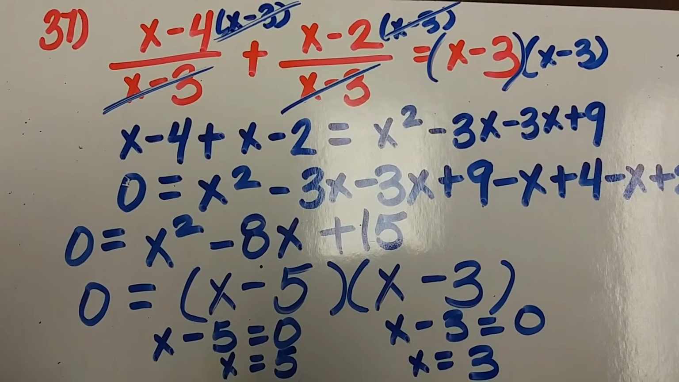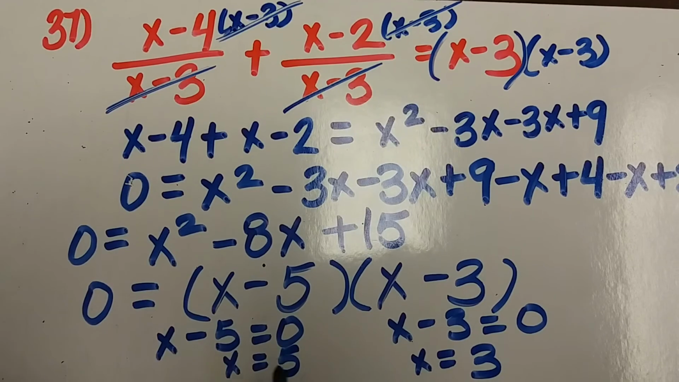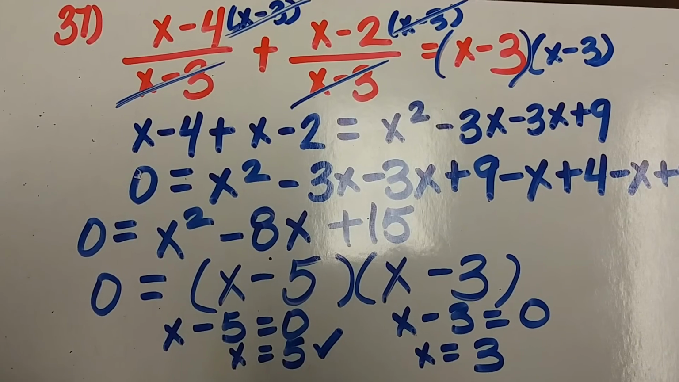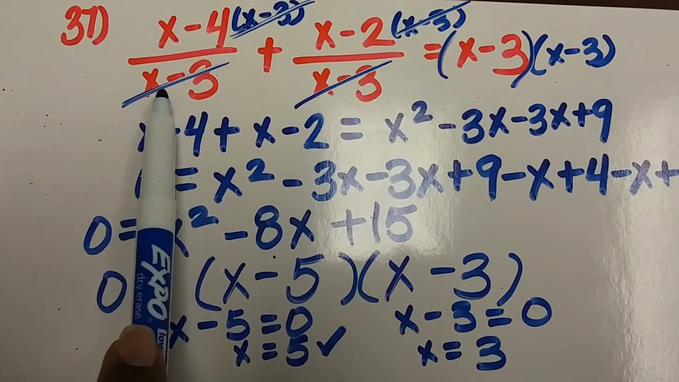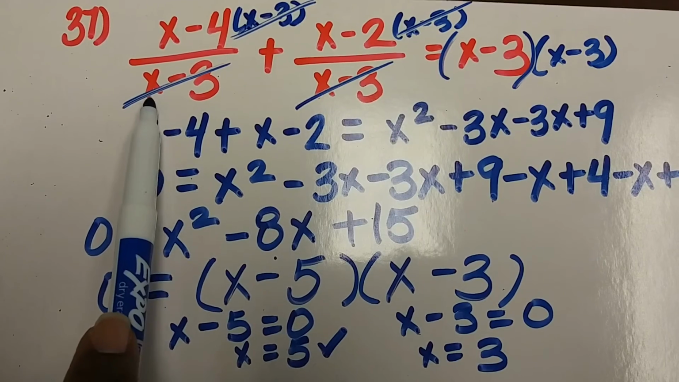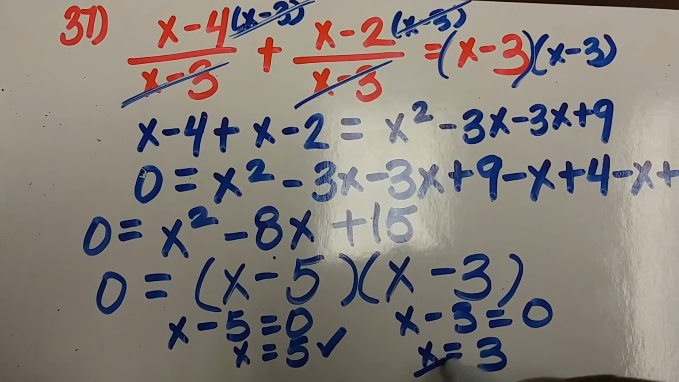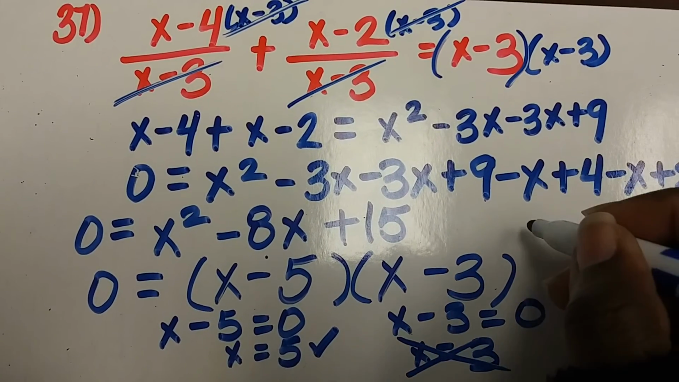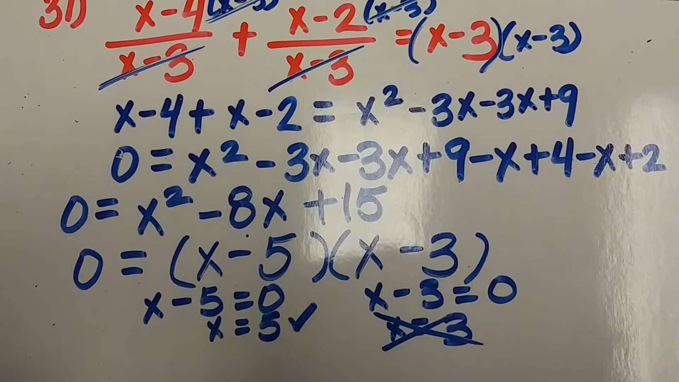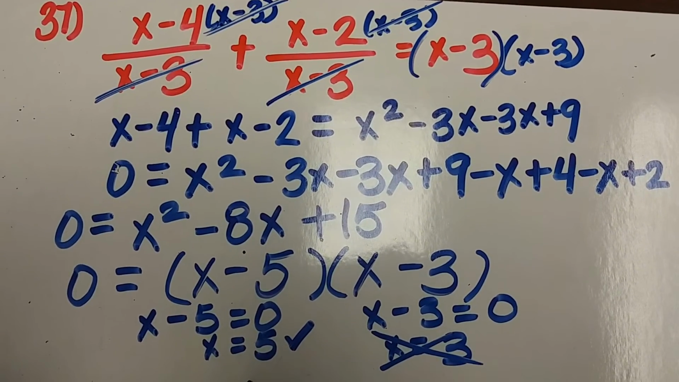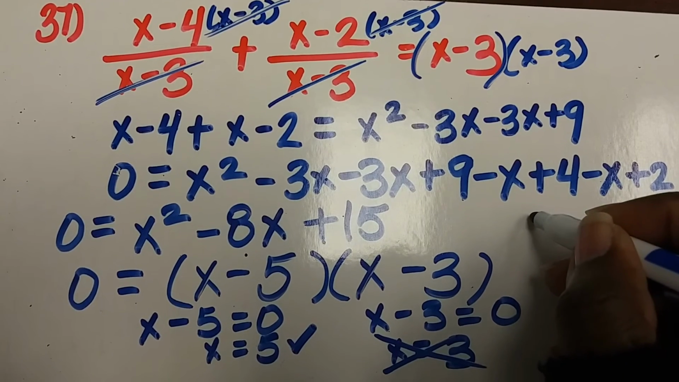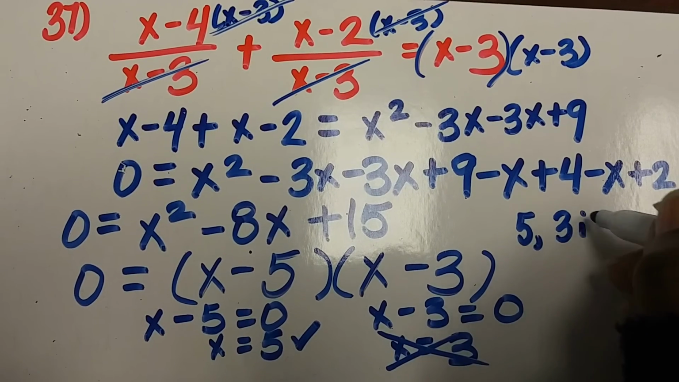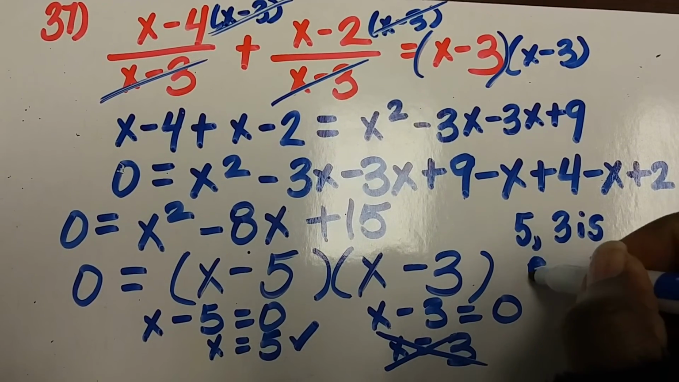Now check your work. What can x not be? If I plug in 5, 5 minus 3 is 2. So this one is good. It can't be 0. And then plug in 3 for x. 3 minus 3 is 0. I can't use this one. So my answer is not an empty set because I do have an answer for x that works. 5 is an answer. I can use 5. So I'm going to say 5. And then I'm going to say 3 is extraneous.